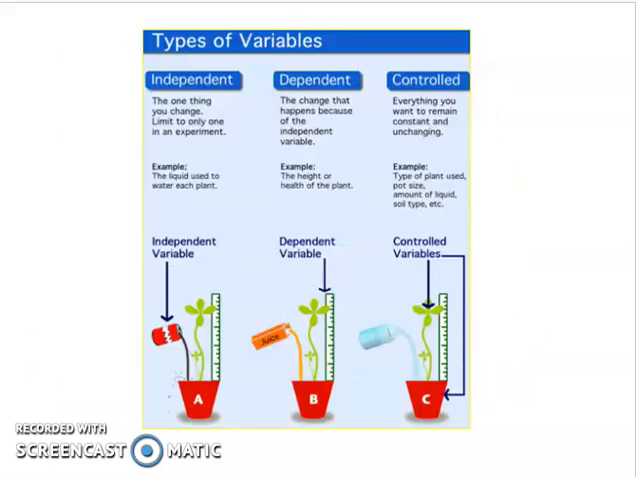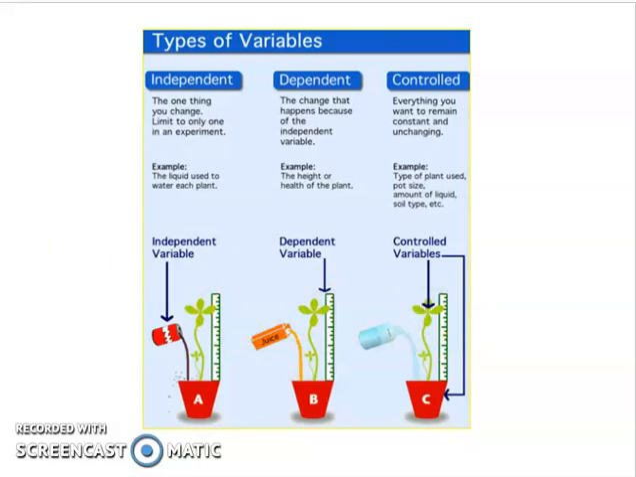Because, for example, if you use different plants here, for example, this one is a rose, this one is a daisy, this one is a lily, do you think you could see a result here? Yes, you could still see a result, but it will not be the same. That's why you need to use the same kinds of plant.